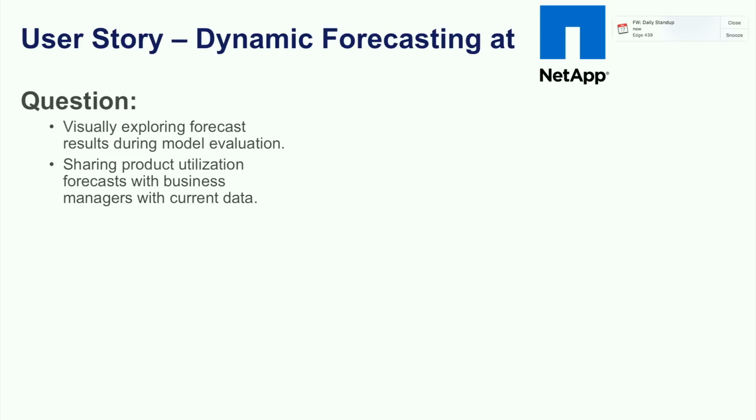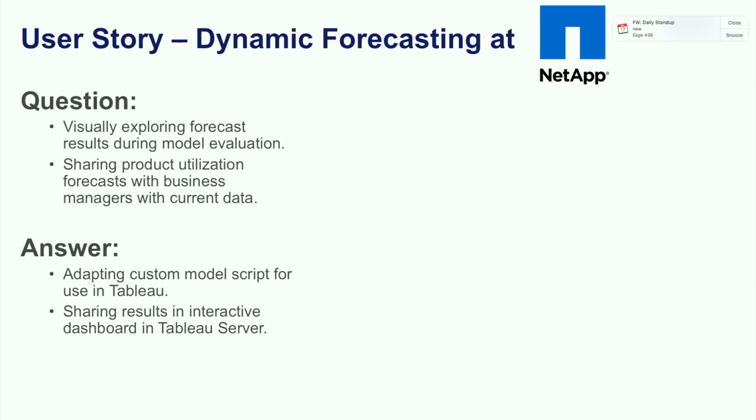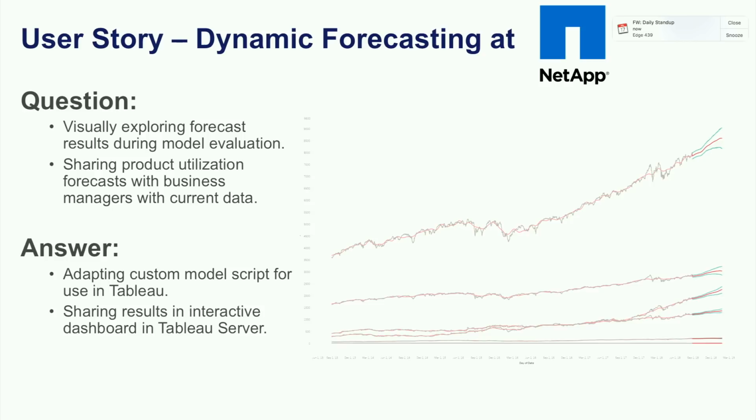So that was our question. How can we allow users to visually explore a forecast, share product utilization information with the business, and on data that's current? So the answer was to adapt an existing script for Tableau and present that result as a dashboard that anyone could log in and interact with, and it could be deployed on Tableau Server to allow users to do so dynamically. So, how did we go about doing that?